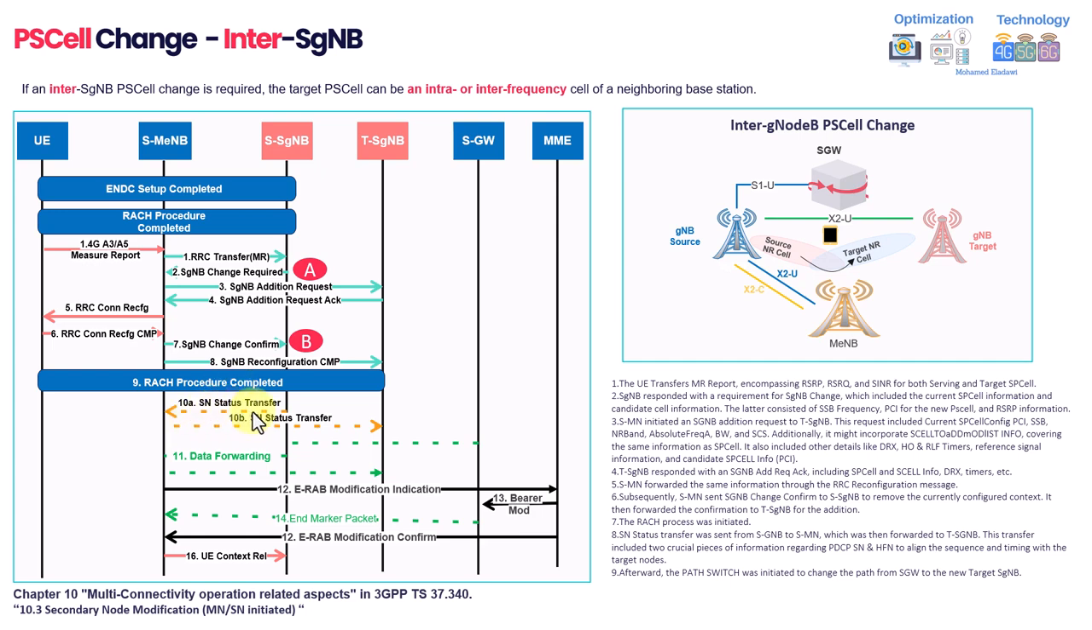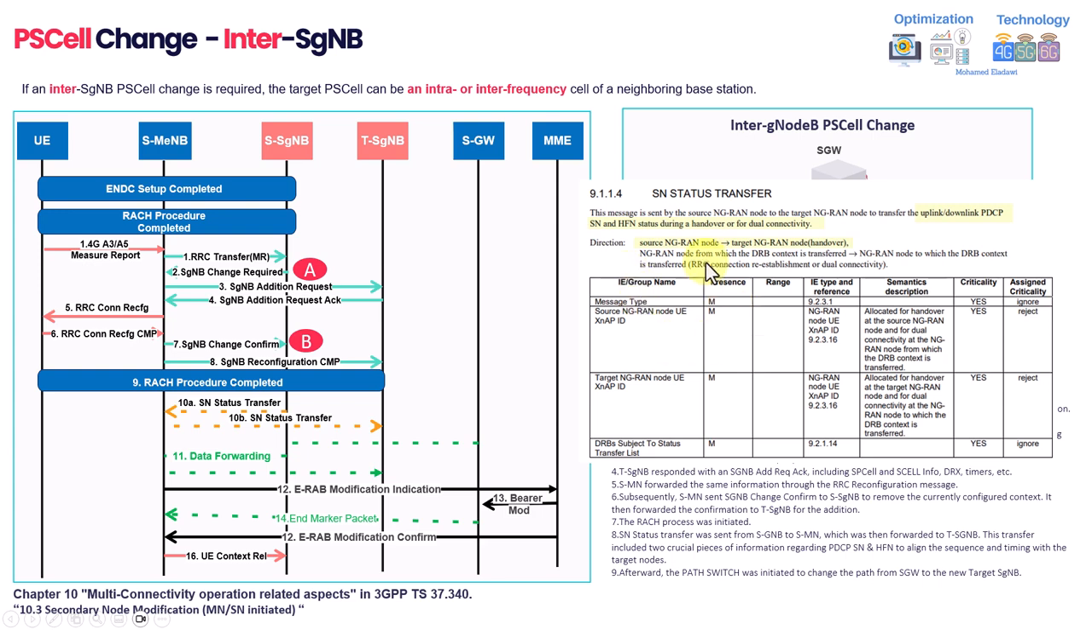In general, SN status transfer is a message sent from the source 5G network node to the target NG-RAN to transfer information related to uplink, downlink, PDCP SN, and something called HFN status during handover or connectivity. In this case, I will explain what both of them mean. This message initially goes from the serving 5G node to the master node, then exactly the same information is forwarded from this 4G node to the target 5G node. And actually what both pieces of information mean, just for your knowledge.